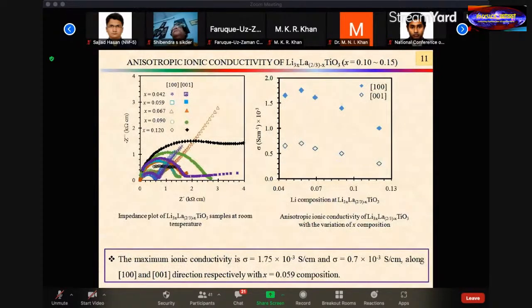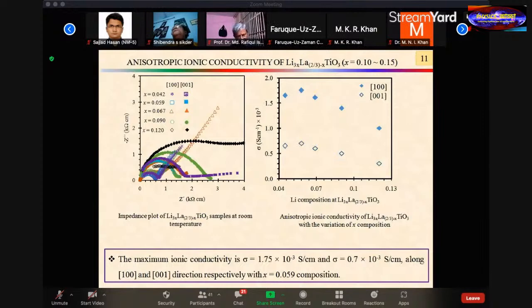The most important thing is the anisotropic ionic conductivity measurement. It was our main target, and we found the maximum ionic conductivity of 1.75 × 10⁻³ order. And among the perovskite-type materials, it is the highest ionic conductivity, in the composition of x equal to 0.059. It was my analysis, but previously another researcher observed it at 0.07.